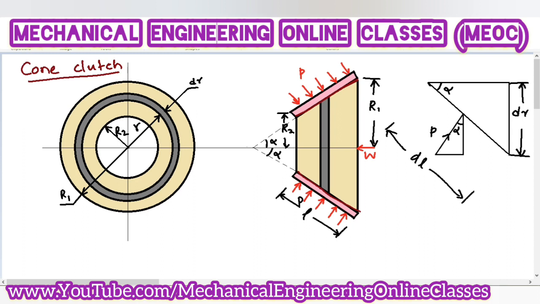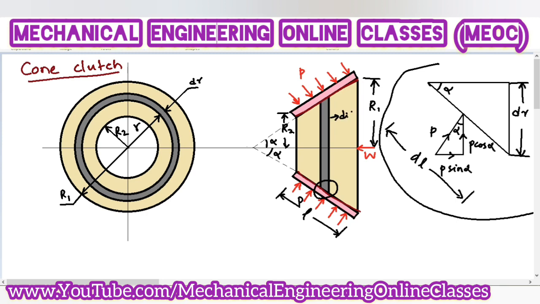If we resolve P along horizontal and vertical components, we get the horizontal component as P sin alpha and the vertical component as P cos alpha. This particular diagram is the magnification of this particular region. We have considered a differential element, and the slant length of the cone surface is taken as L. The length of the differential element measured along the slant is dl. So this much portion is dl.